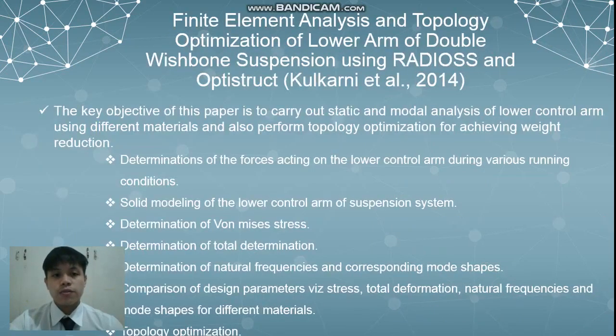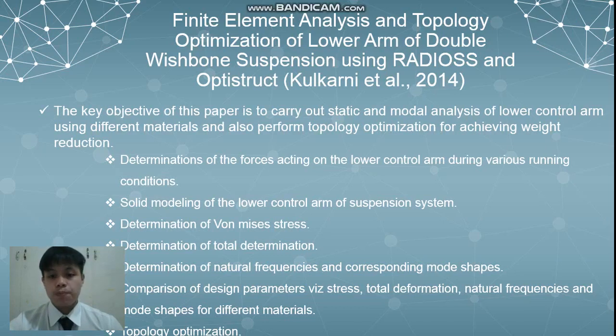Our third RRL is finite element analysis and topology optimization of lower arm of double wishbone suspension using Radioss and OptiStruct. The main objective of this paper is to perform static and modal analysis of lower control arm using different materials and also to perform topology optimization for achieving weight reduction.